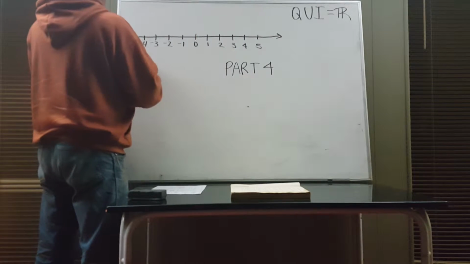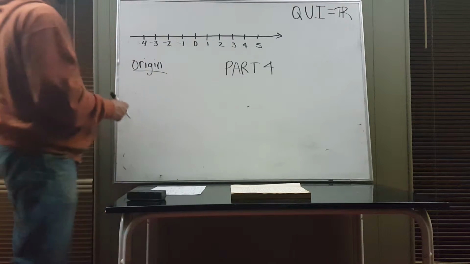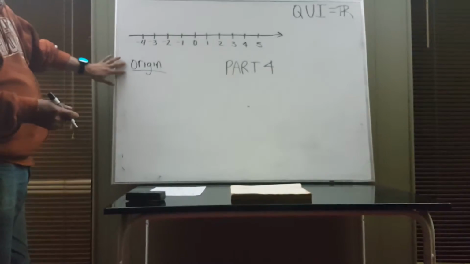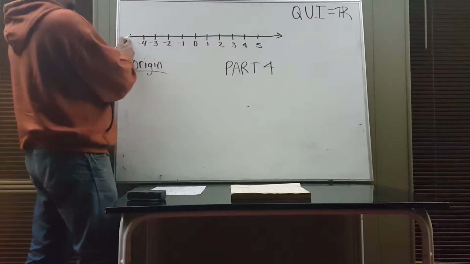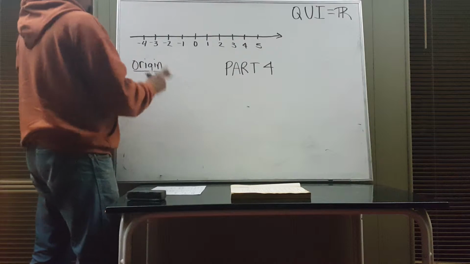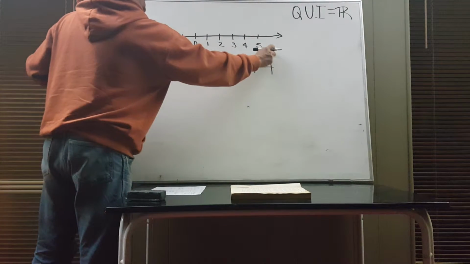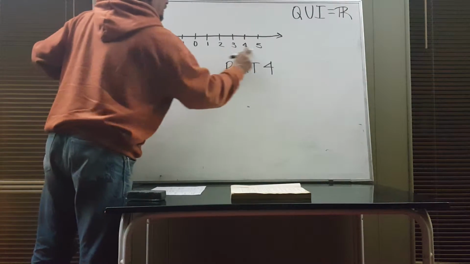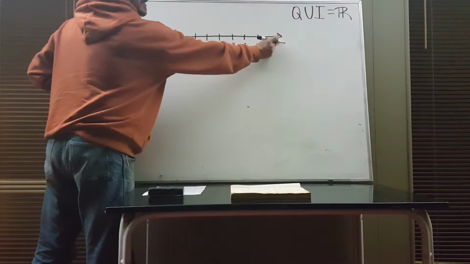0 is referred to as the origin. If you notice, this side doesn't have an arrow on it and this side does. That is on purpose. It indicates that the numbers increase from left to right, and generally the arrow is going to be on the right side.